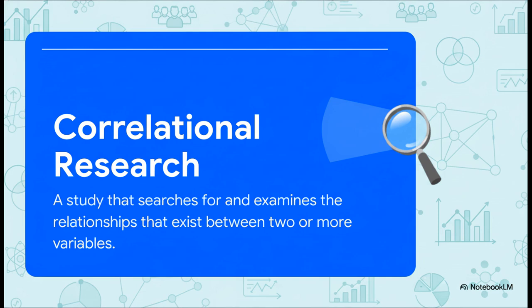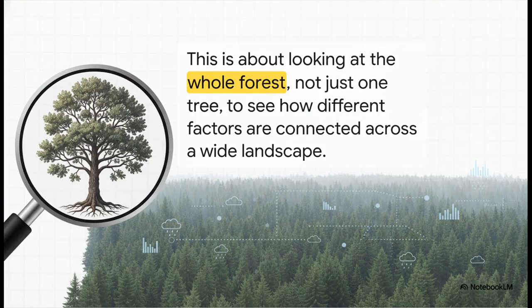Instead, we're looking across a huge group of subjects to see if there's a relationship or a correlation between two or more different things. The focus here just completely flips. We're not studying one tree anymore, we're looking at the whole forest. The idea is to see if, for example, the amount of rainfall is related to the height of the trees across the entire landscape. We're hunting for patterns.